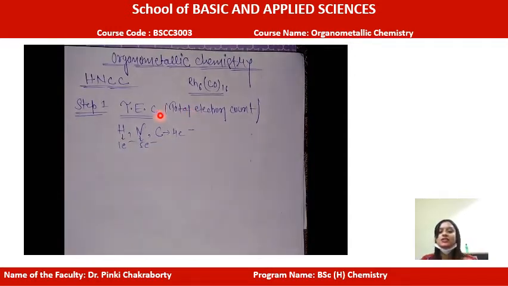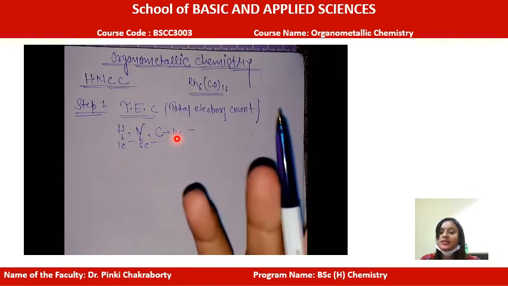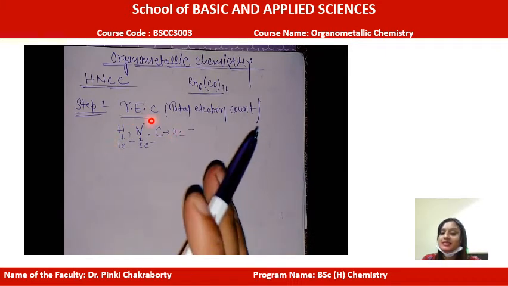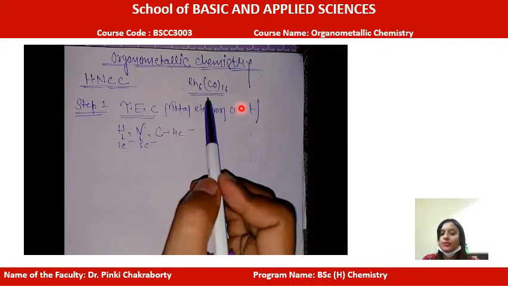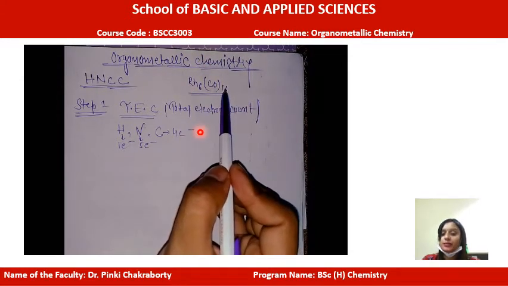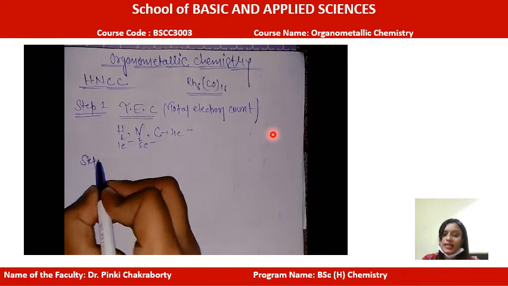What do you mean by interstitial ligands? Hydrogen, nitrogen, carbon, which are smaller in size. There is always a possibility that sometimes in high nuclearity carbonyl clusters, these types of small ligands are also present. But in this one, it is not present. So this is a simple carbonyl cluster in which no interstitial ligand is present.